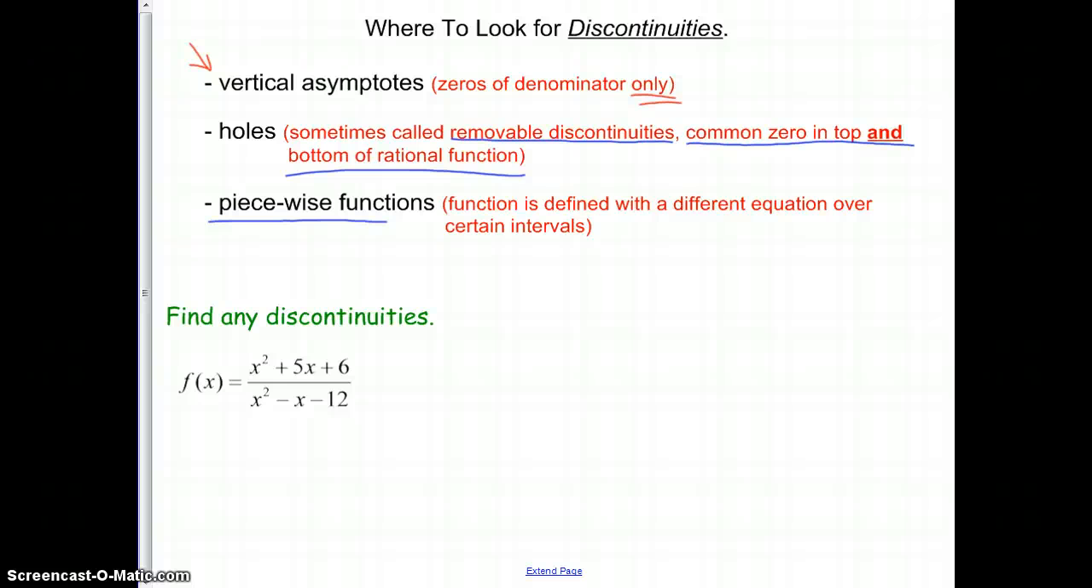But I want to look at this function here on the bottom of the screen. Find any discontinuities. So we're looking for vertical asymptotes. We're looking for holes in the graph. To find those, factor top and bottom.